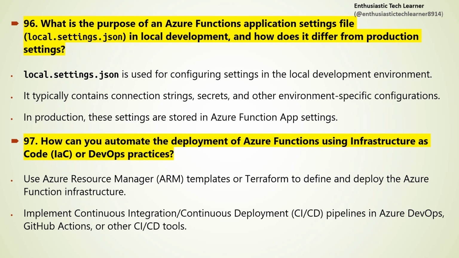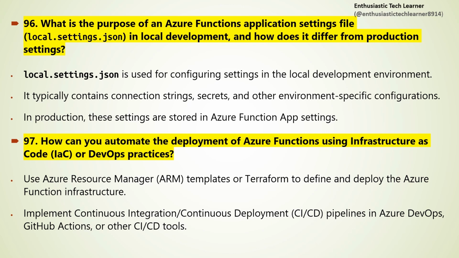What is the purpose of an Azure Functions application settings file, local.settings.json, in local development, and how does it differ from production settings? Local.settings.json is used for configuring settings in the local development environment. It typically contains connection strings, secrets, and other environment-specific configurations. In production, these settings are stored in Azure Function App Settings.